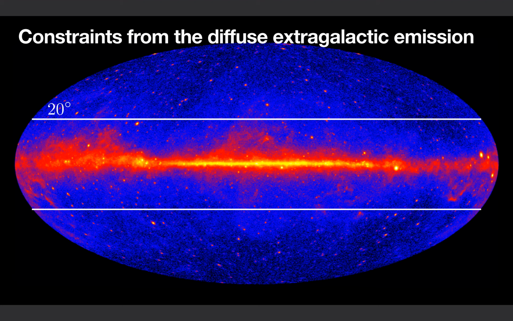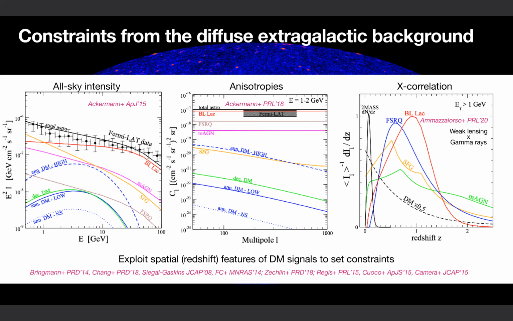As I was explaining, one of the possible targets is also to look at the diffuse extragalactic emission at high latitudes. And in this case, what you can exploit are basically the photons that you collect well above and below the galactic plane, where you basically get rid of all the bright emission from the galaxy.